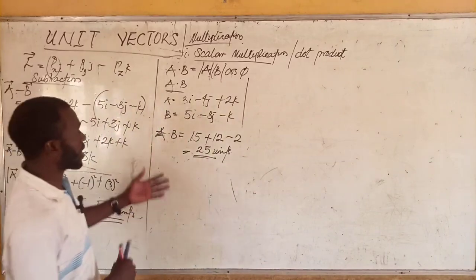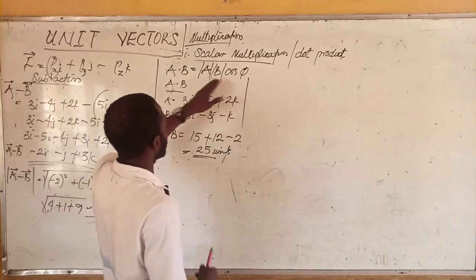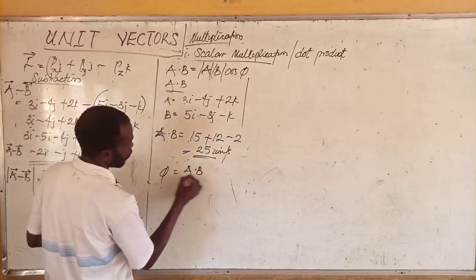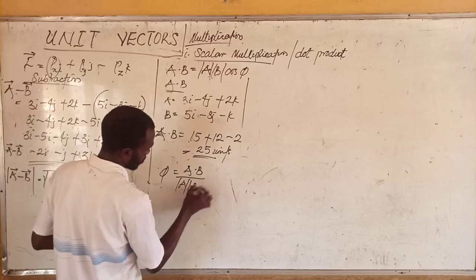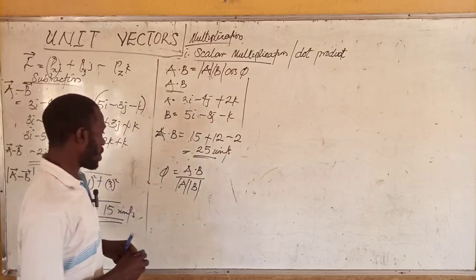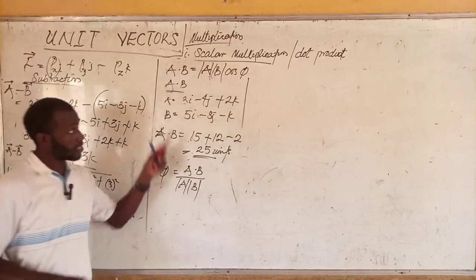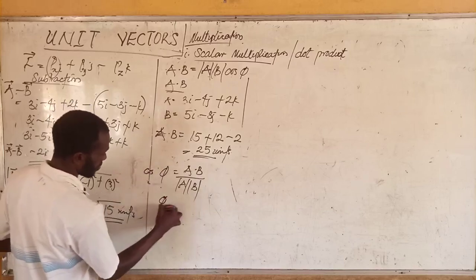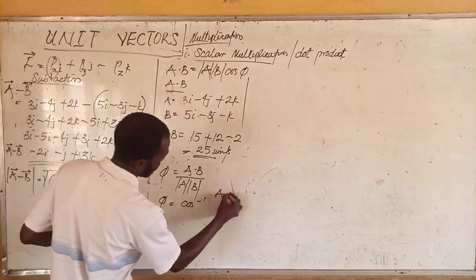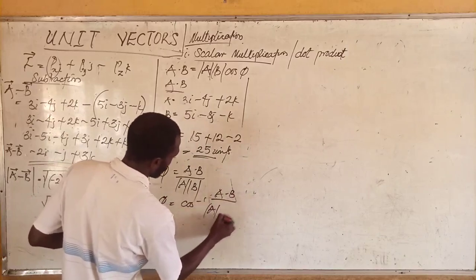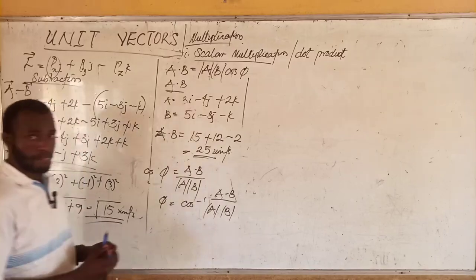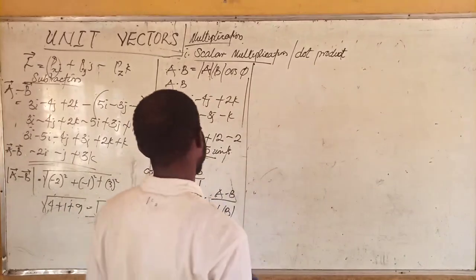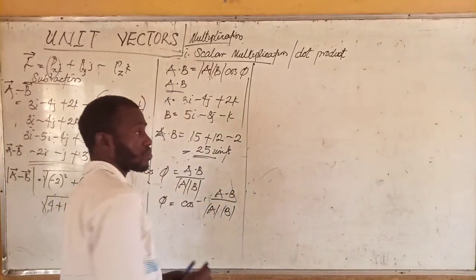Right. So if you are told to now find the angle, you can now say it means that phi here will be equal to A dot B over the modulus of both vectors. Do you understand me? I mean the cos inverse, because there is cos there. So this will be cos phi. So that phi will be equal to the cos inverse of A dot B over the product of the moduli. Do you understand? All right. So that is how to find the dot product.